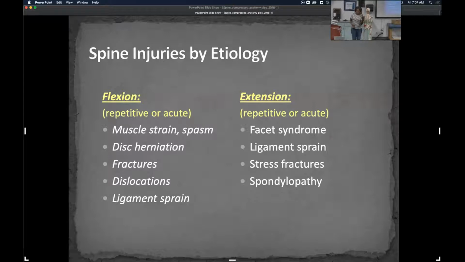Facet syndrome can actually happen there. And we're going to talk about spondylopathies in just a second. And last but not least, we certainly could have ligamentous sprains, but most often it's facet syndrome that we see and stress fractures or some type of injury to the actual spinal bone itself.